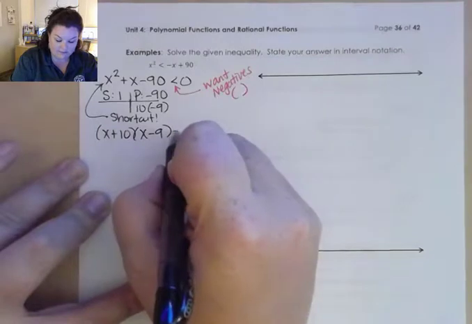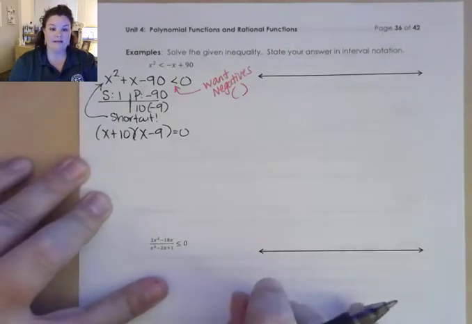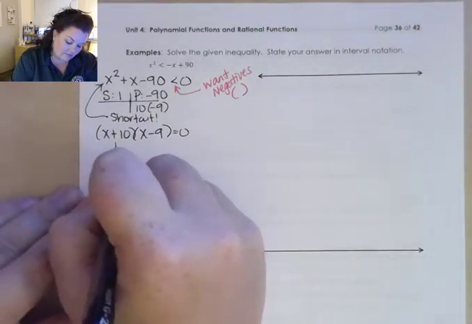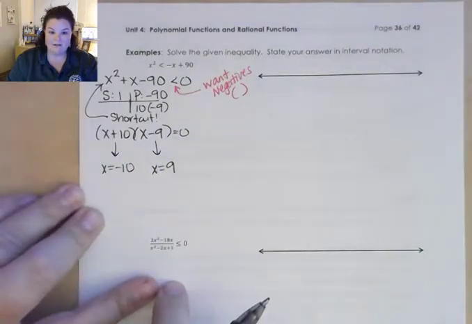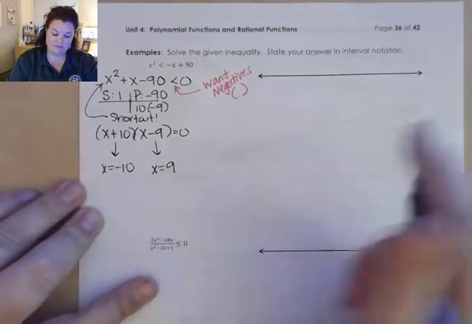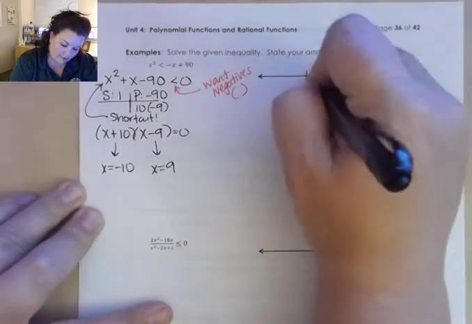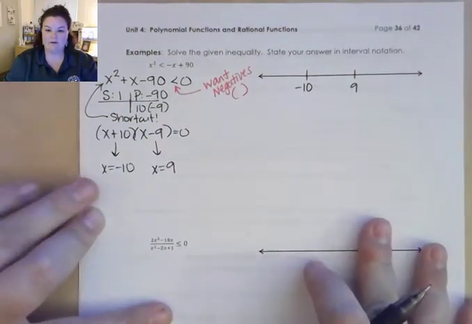And remember, we're solving this as if it was an equal to 0 because we're trying to find those x-intercepts or the zeros of this function. Okay, so when I solve this one, I'm going to get x equals negative 10. When I solve this one, I'm going to get x equals 9. So those are the two x-intercepts that I want to put on here and test in between. So I'm going to put negative 10 on my graph, and I'm going to put a positive 9 on my graph.